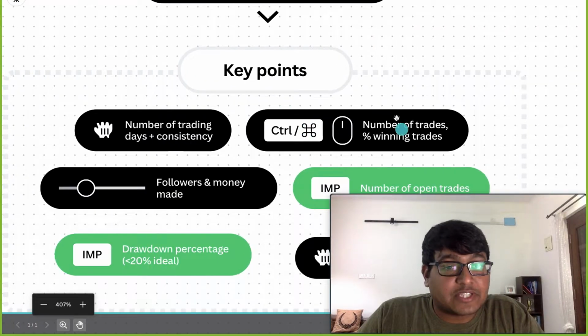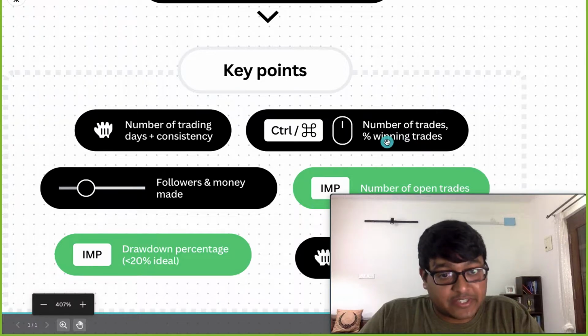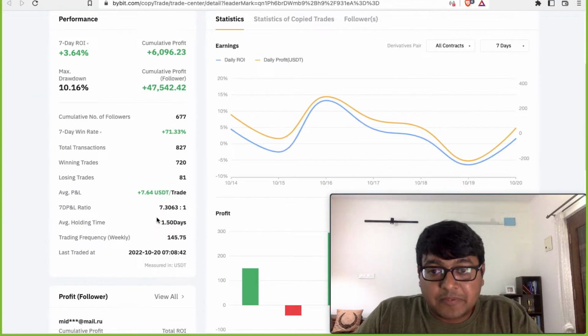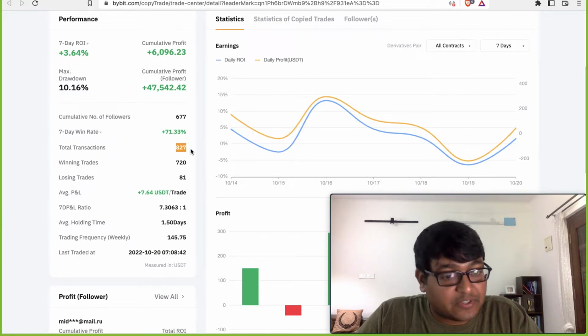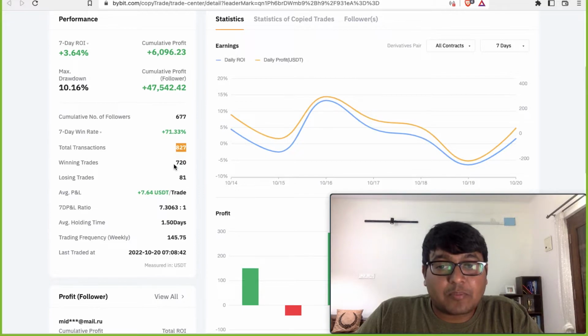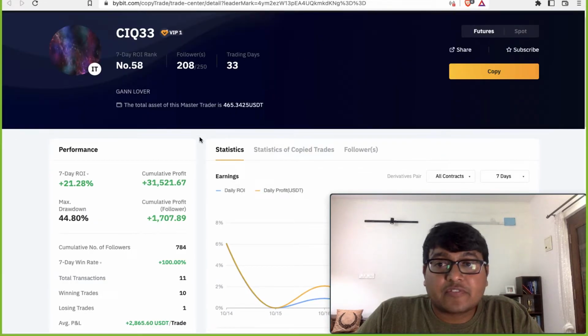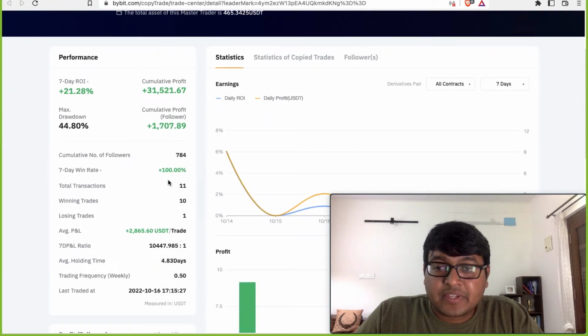The second factor is number of trades plus percentage of winning trades. If you go to Bybit, you will see right here that the total number of transactions is about 827 for this particular trader, and he won about 720 of them. That's close to maybe 86 or 87%. Now, if we look at this particular trader, he did 11 transactions and he won 10 of those.